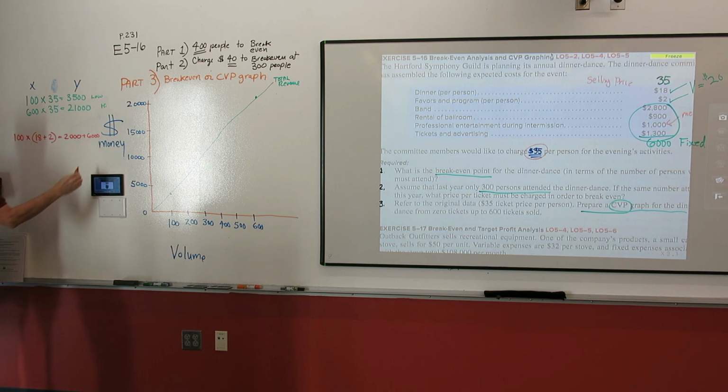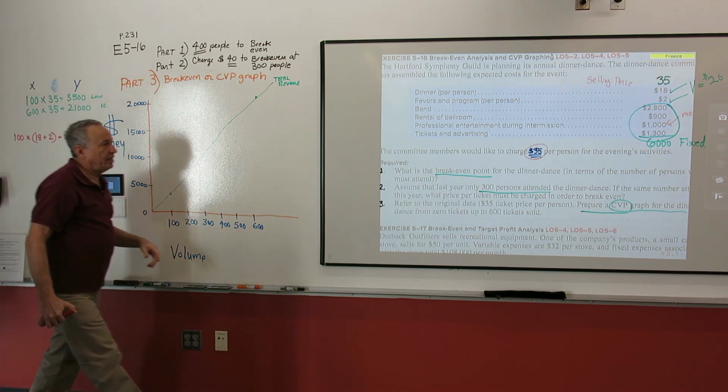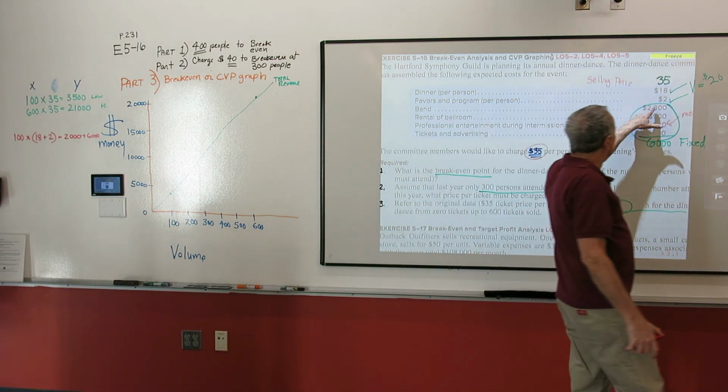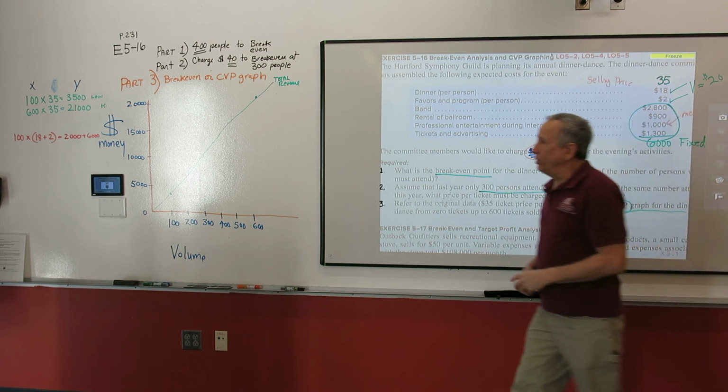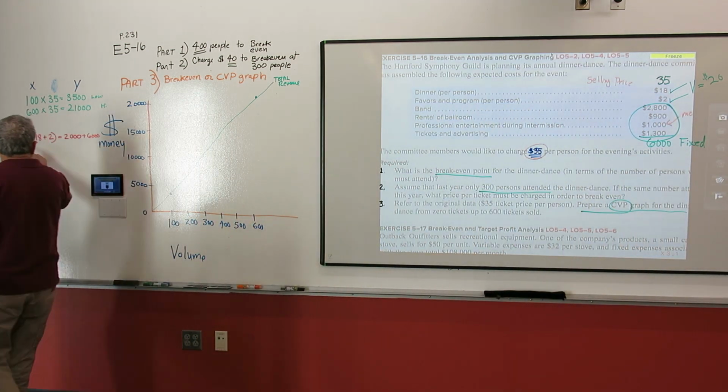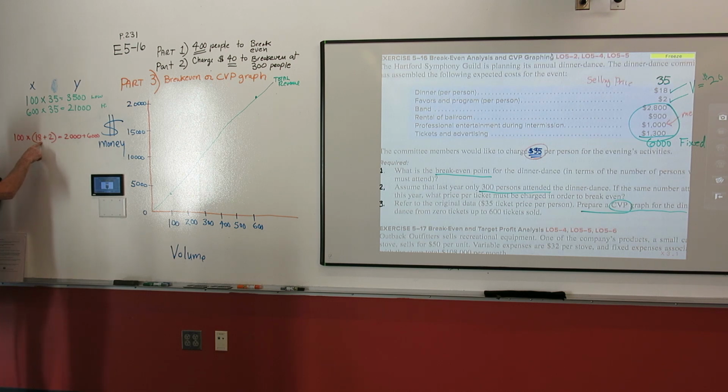You remember? Now, let's think about this. They said, no matter what we do, we're going to have $6,000 in costs. And then $18 and $2 are variable. So if 100 people come, you're going to need $18 for dinner. You're going to need $2 for the favors, times 100, that's $2,000. But then you'll need $6,000 for the fixed cost. So there's your variable and fixed, that's $8,000. So at 100 we'll have costs of $8,000.